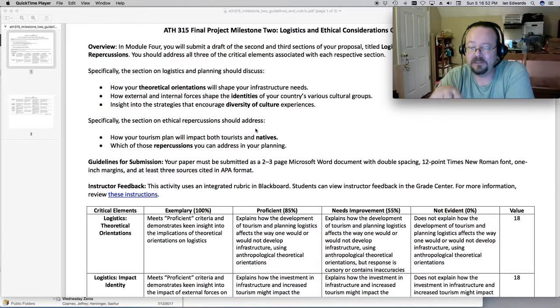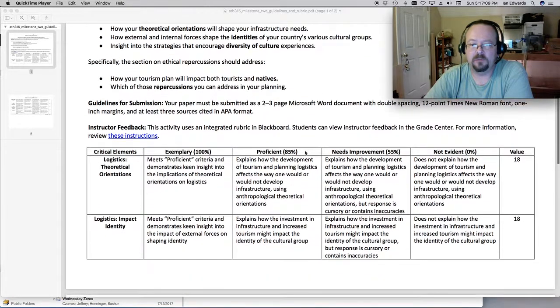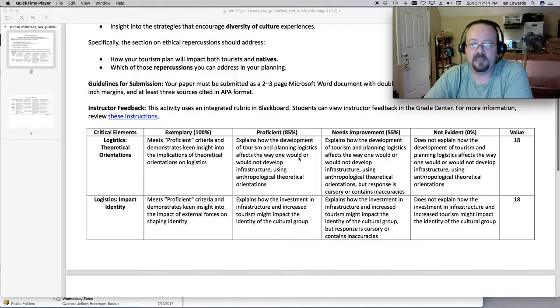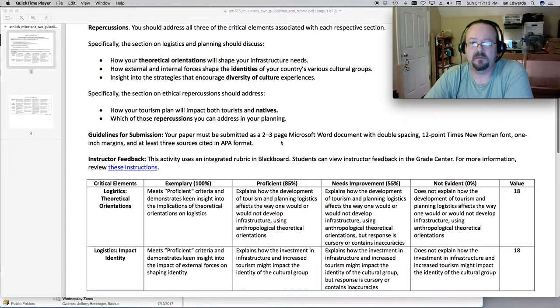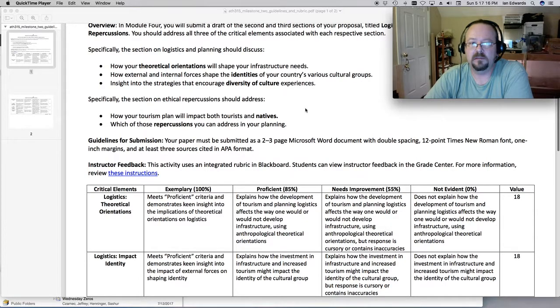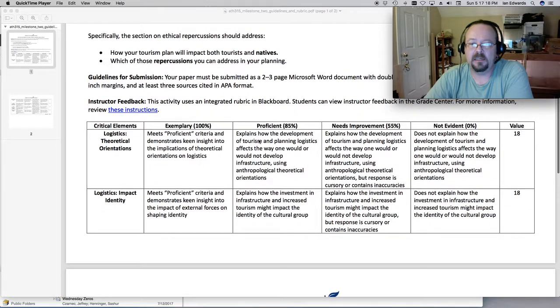But in terms of the content, the meat of it, I wanted to take a minute and go over these key critical elements and what I'm going to be looking for. So you'll see here I have milestone 2 up, the rubric for it. And again, as I've said, you want to start with reading over the general prompt and then focus in on the specific critical elements and the things that I'm going to be looking for.